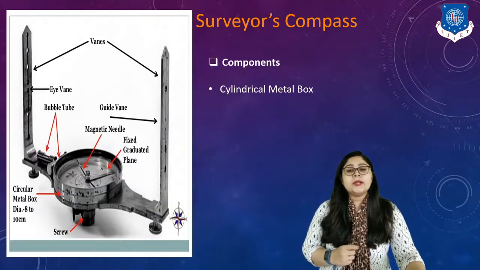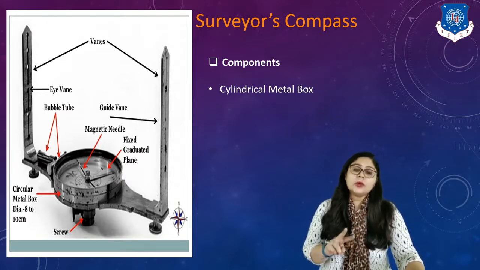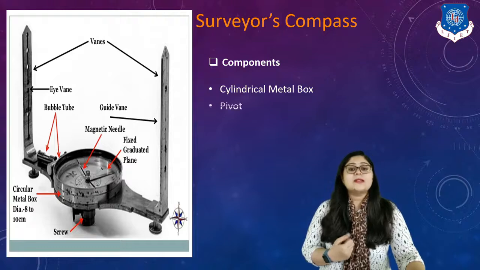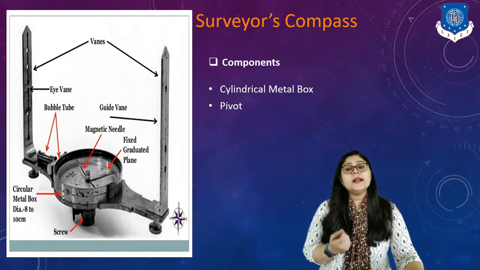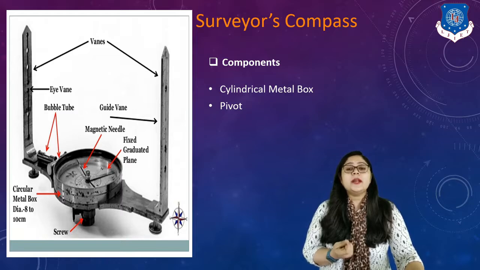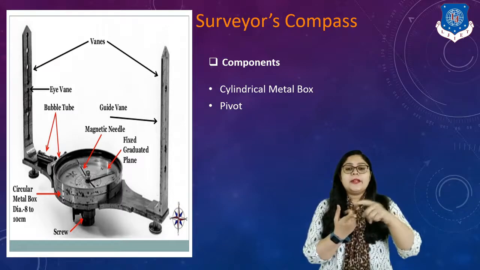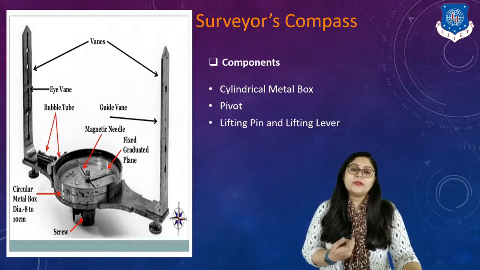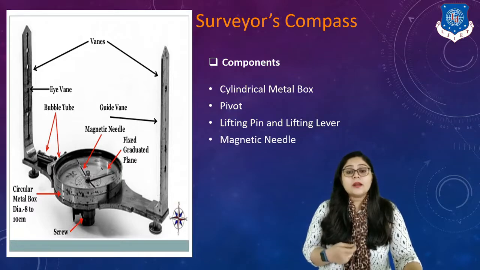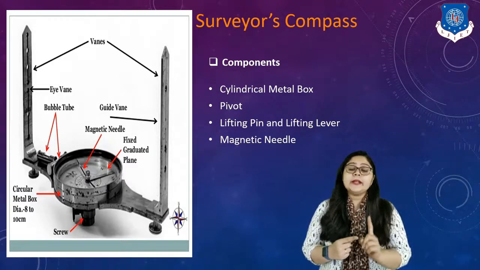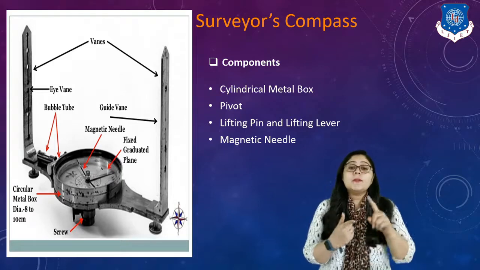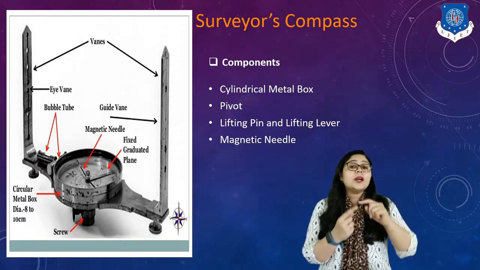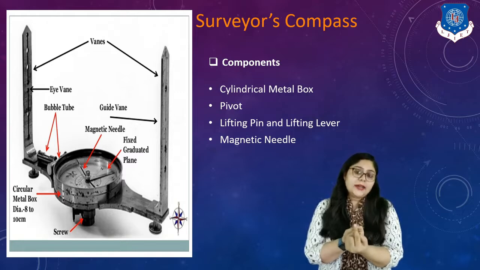Here, the first component is the cylindrical metal box. Again, the concept is the same for both compasses, for protection. Second is the pivot. Again, a needle is there, so a pivot must be there to support that freely suspended needle, right? Next is the lifting pin and lifting lever, right? Again, the concept is the same as the prismatic compass. Here, the difference is for the magnetic needle. Here on screen, you can see the magnetic needle is not connected with the graduated circle, right?